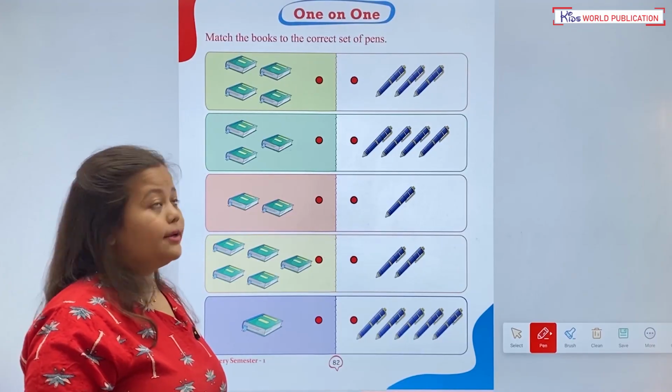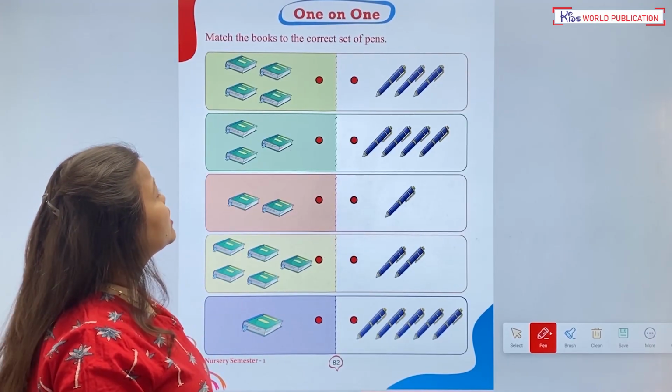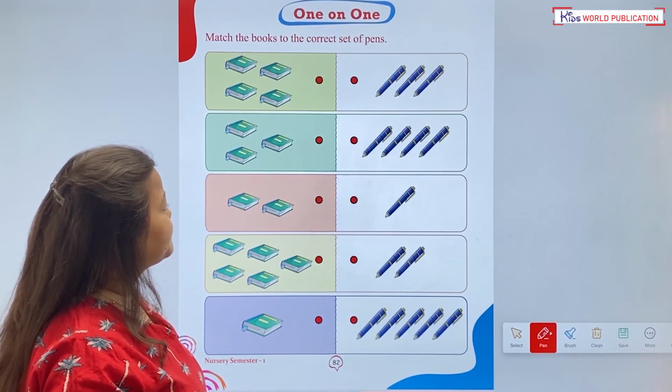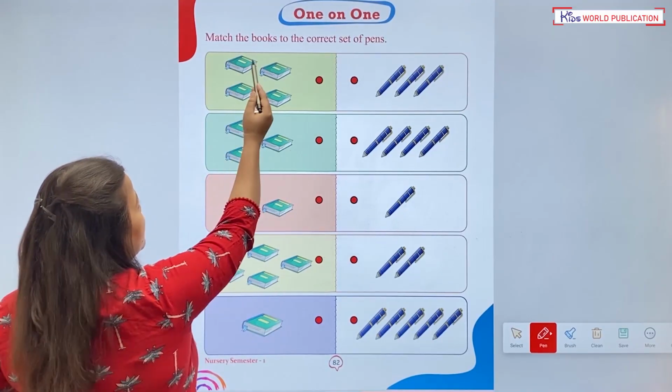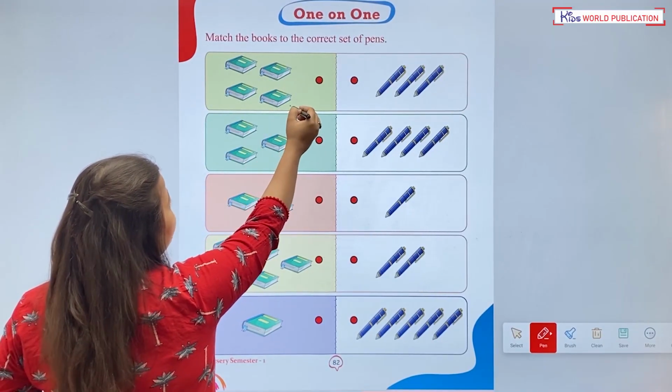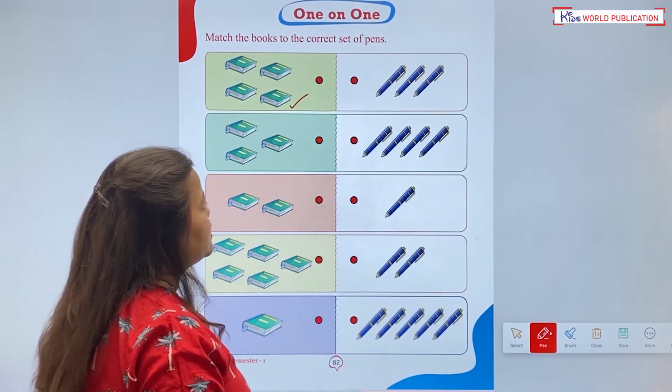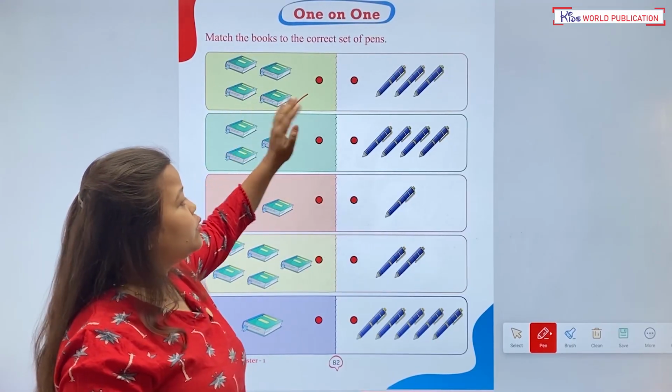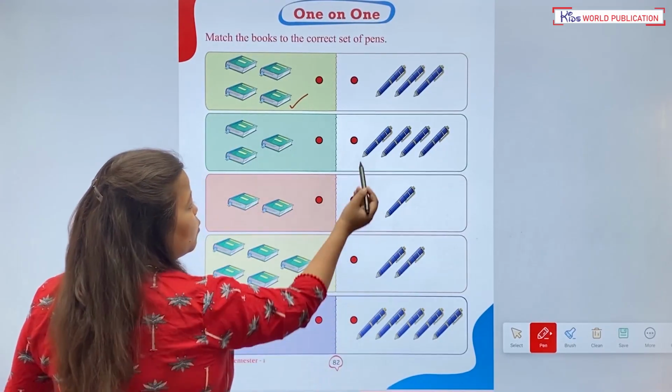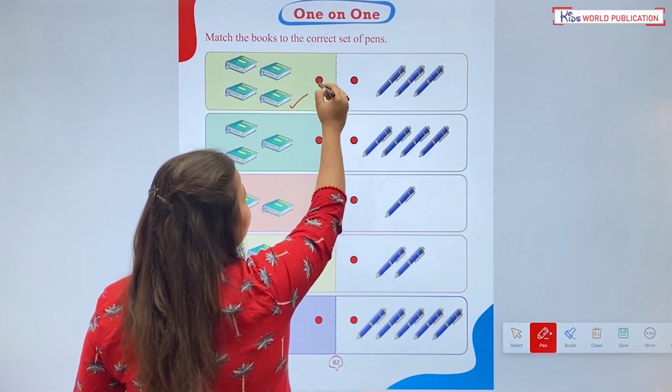1 on 1. Match the books to the correct set of pens. 1, 2, 3, 4. There are 4 books. So we will match the 4 books to 4 pens. 1, 2, 3, 4. 4 pens.